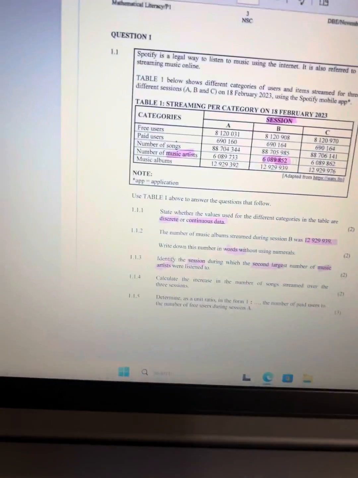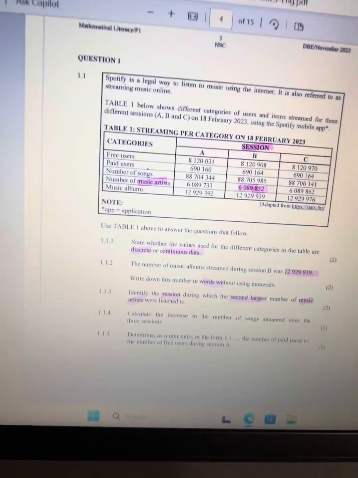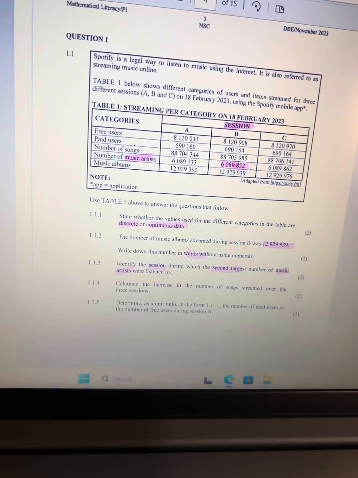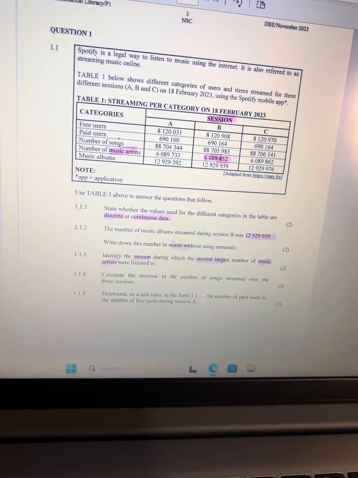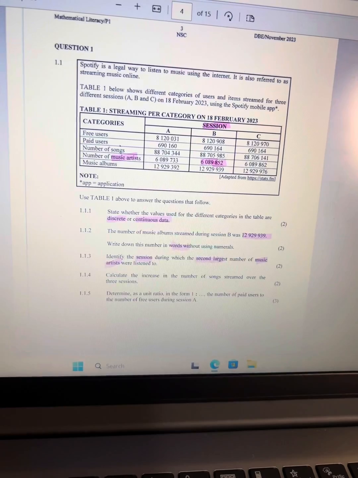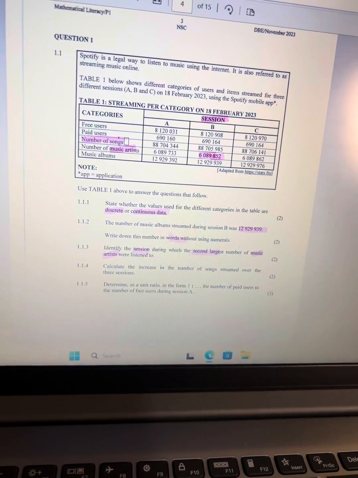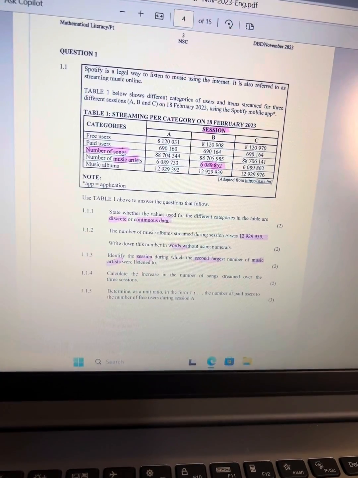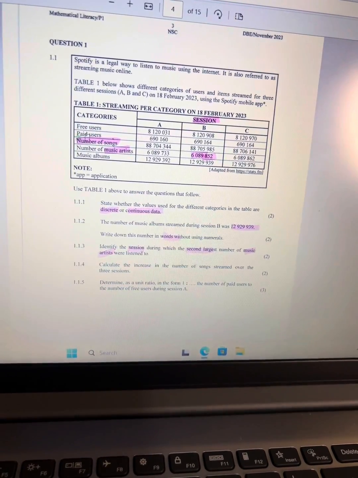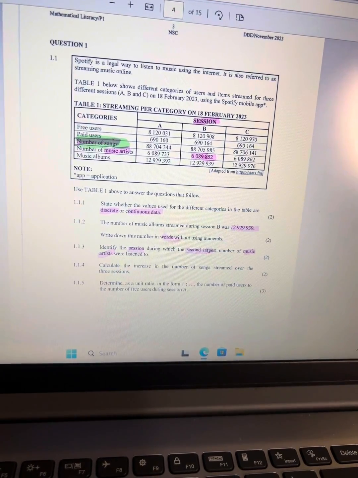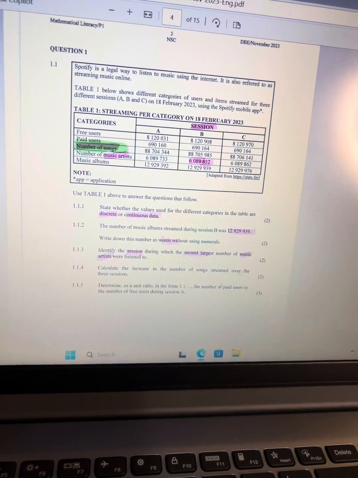And then now let's go to 1.1.4. They stated: calculate the increase in the number of the songs streamed over the 3 sessions. Number of the songs is this part, this one. Let me change the color of the marker so that it can make a difference. There it is. Number of the songs.